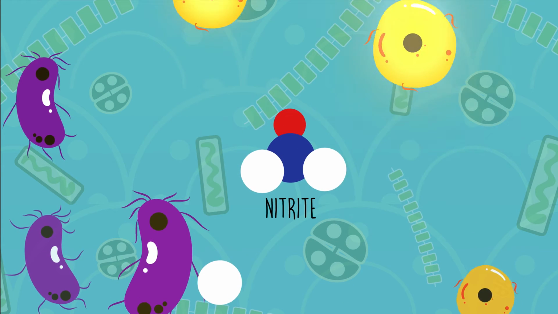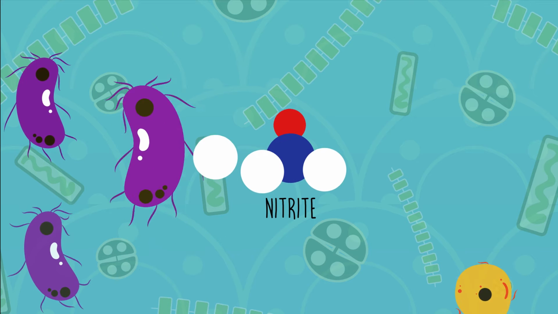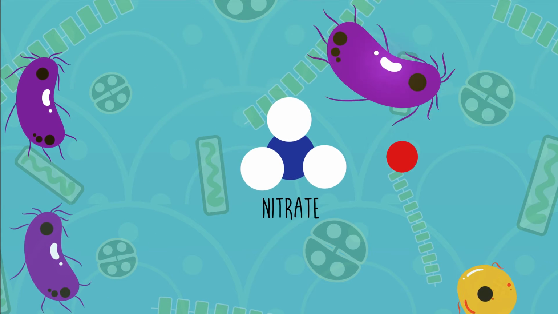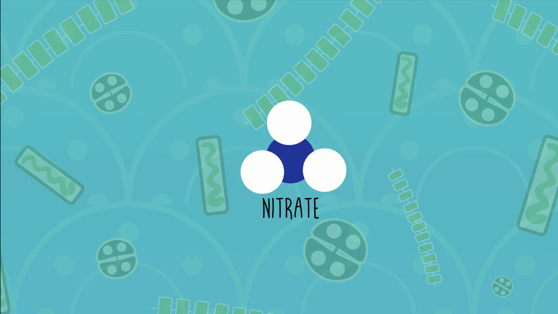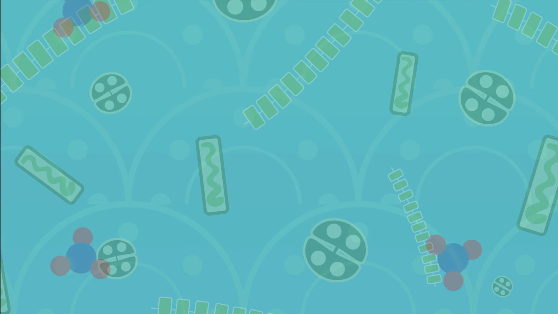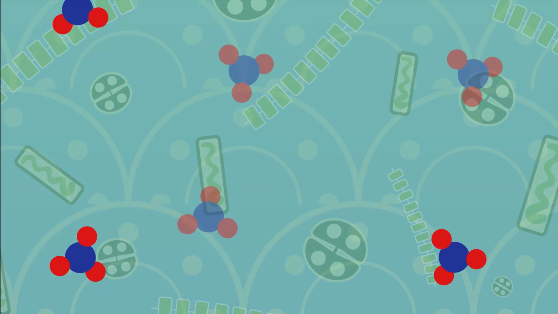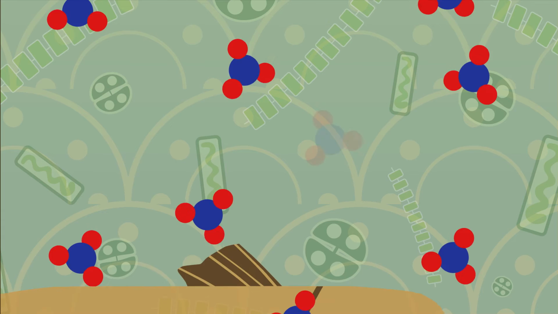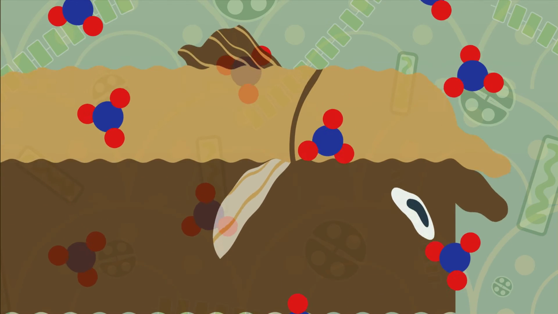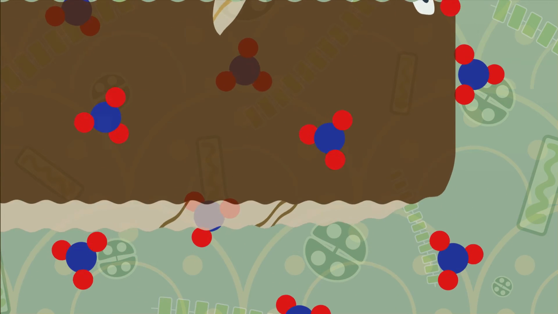Then, the NOB convert nitrite into nitrate, which is harmless to fish and essential to plant growth. Not only does nitrification remove toxic compounds from the water, it also lowers water pH, which is a sign of a healthy system. Without microbes to break down ammonia in the water, ammonia would poison the fish.